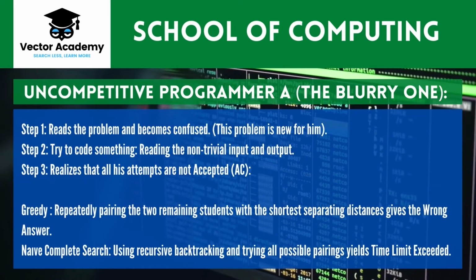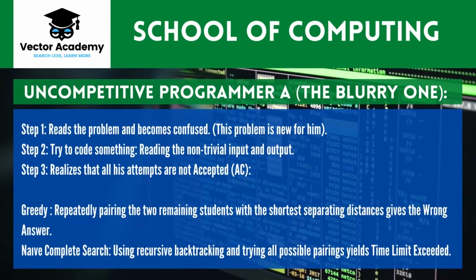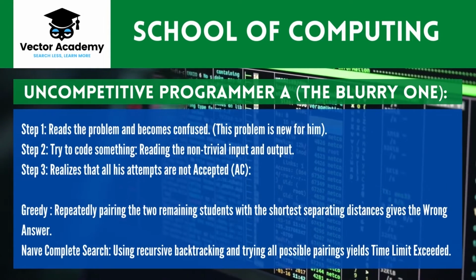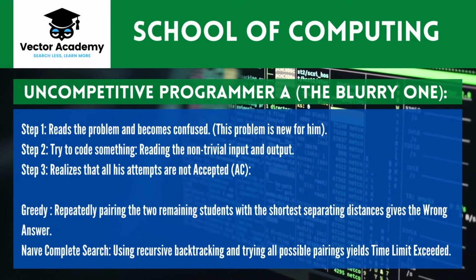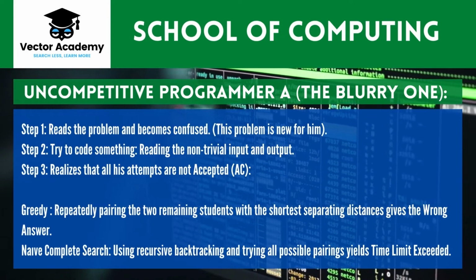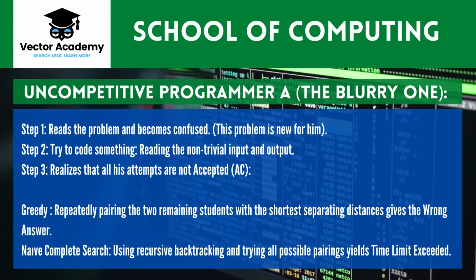Uncompetitive programmer A, the blurry one. Step 1. Reads the problem and becomes confused. This problem is new for him. Step 2. Tries to code something. Reading the non-trivial input and output.